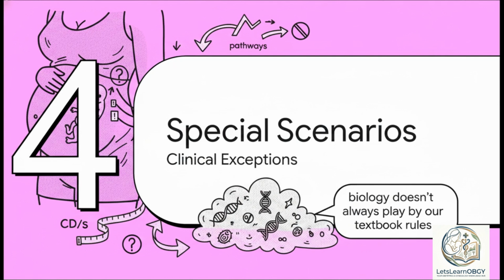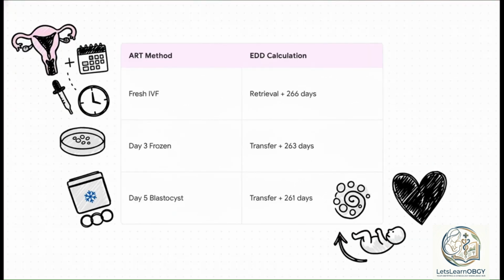Section 4. Navigating special clinical scenarios. Now, what's really interesting about this next part is how we adjust for specific, complex clinical pathways. Because, let's face it, biology doesn't always play by our textbook rules. For pregnancies conceived through assisted reproductive technology, or ART, we do not rely on standard LMP ultrasound dating. Since we know the exact date of conception, we calculate the EDD purely mathematically.